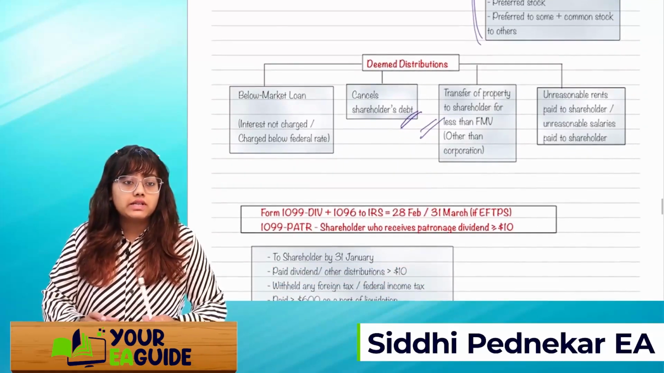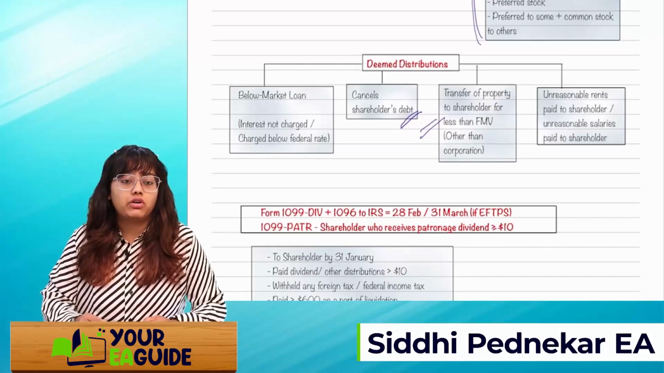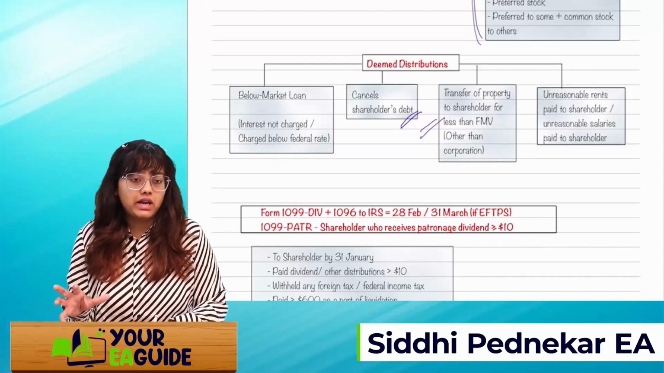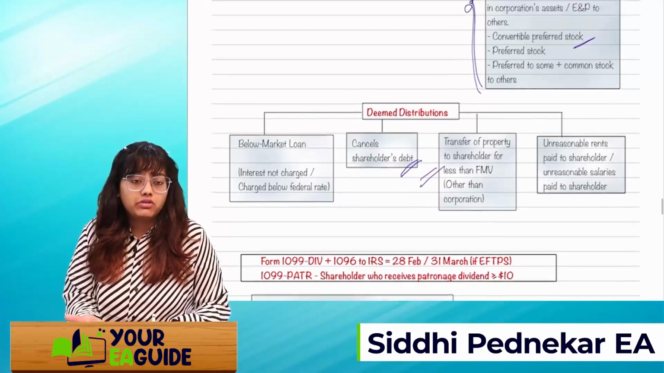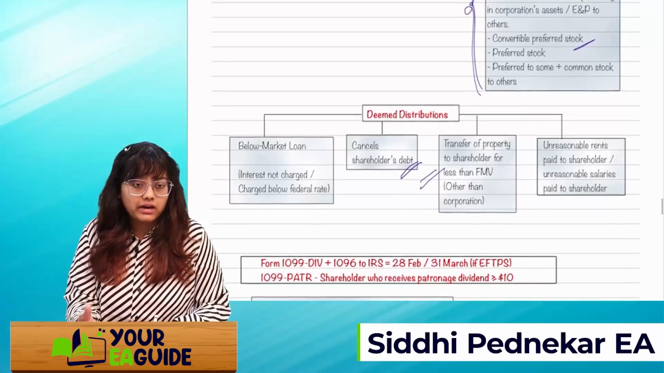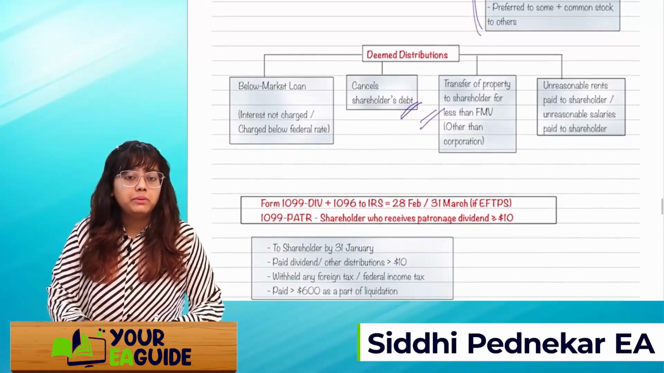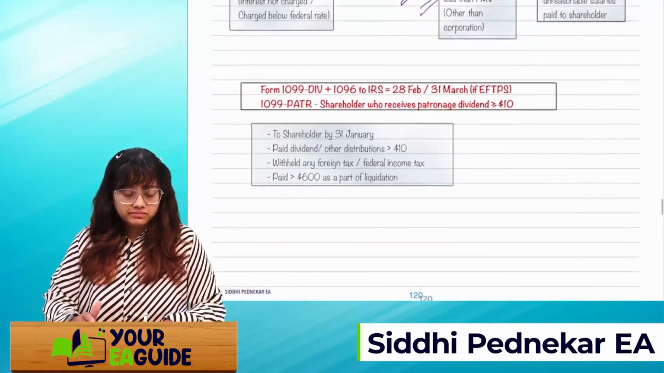Next is unreasonable rents paid to the shareholder or unreasonable salaries paid to the shareholder, right? If the market rate is say 1 lakh and you are paying salary to the shareholder more than that, then that is an unreasonable distribution, right? So that will be called a deemed distribution.